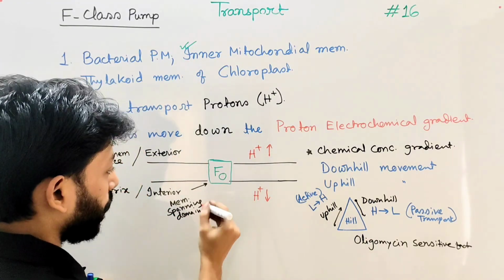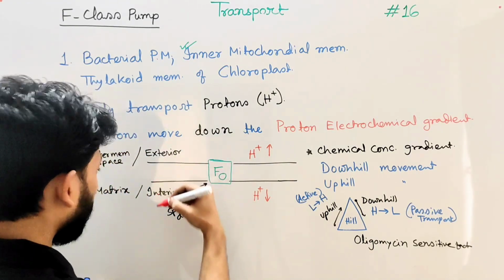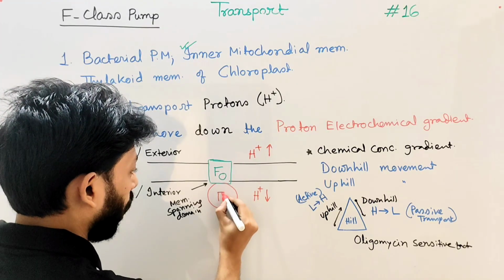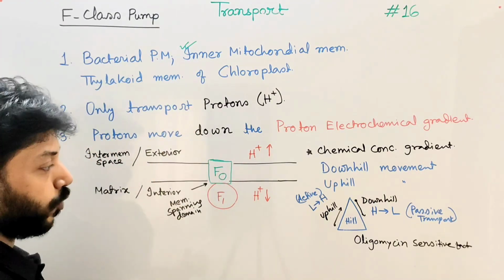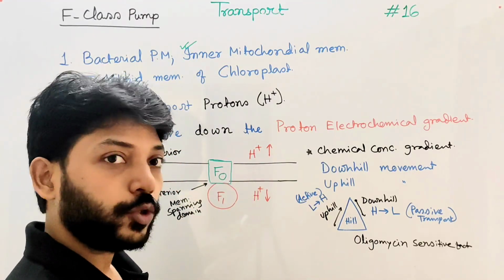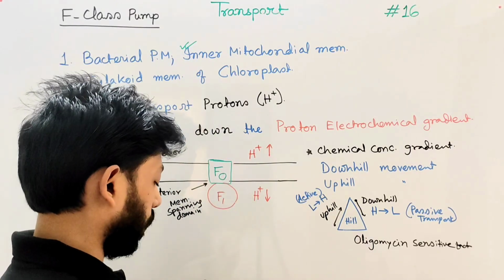There is a globular, sphere-like structure present on the matrix side. This looks like this, and this is the F1 of the F-class pump. The F-class pump has multi-subunit proteins, but you can divide it into two subcomplexes, FO and F1.